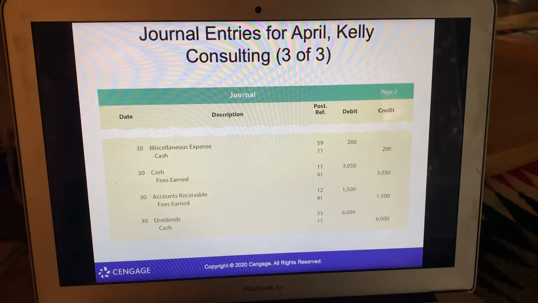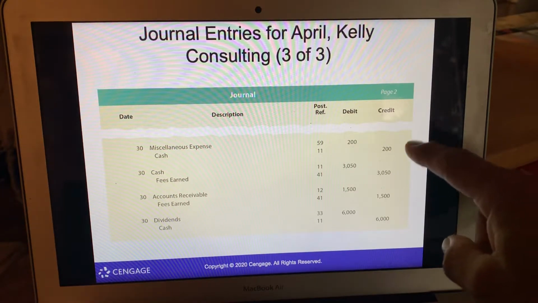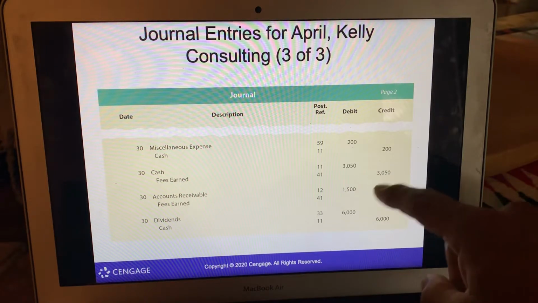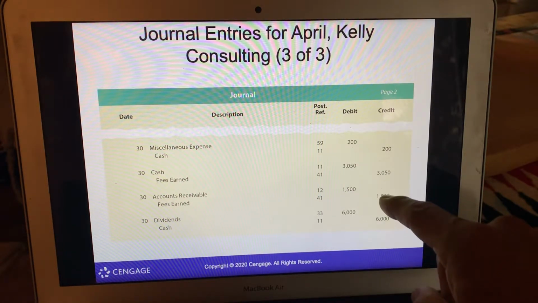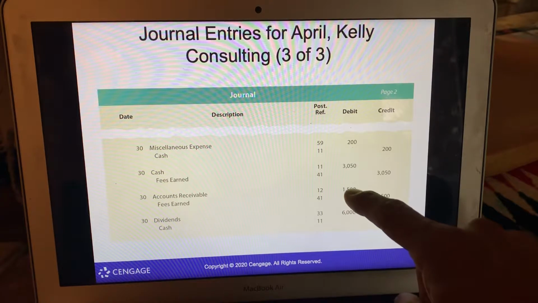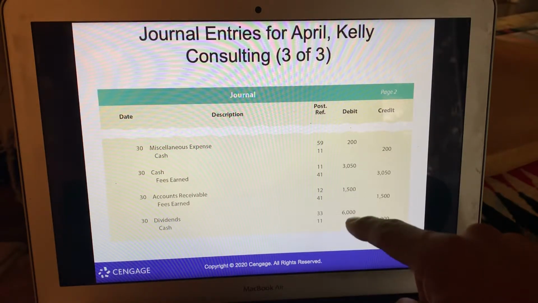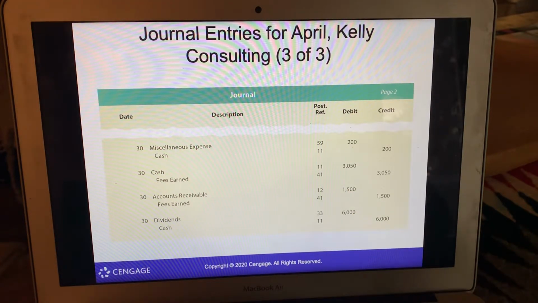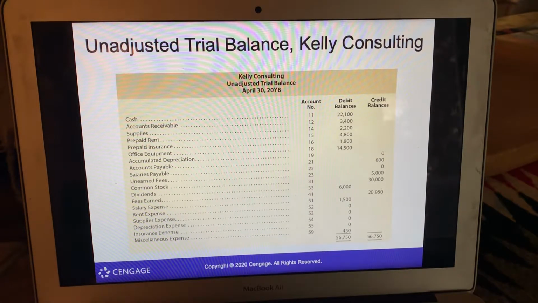So these are the journal entries for, again, miscellaneous expenses. As you can tell, we're paying cash right here for miscellaneous expenses. We're collecting cash here for fees, and we did some work and then actually put it on an account for someone to pay, and then we paid a dividend of $6,000, and that came out of our cash account. So here's all of those transactions that we just did.